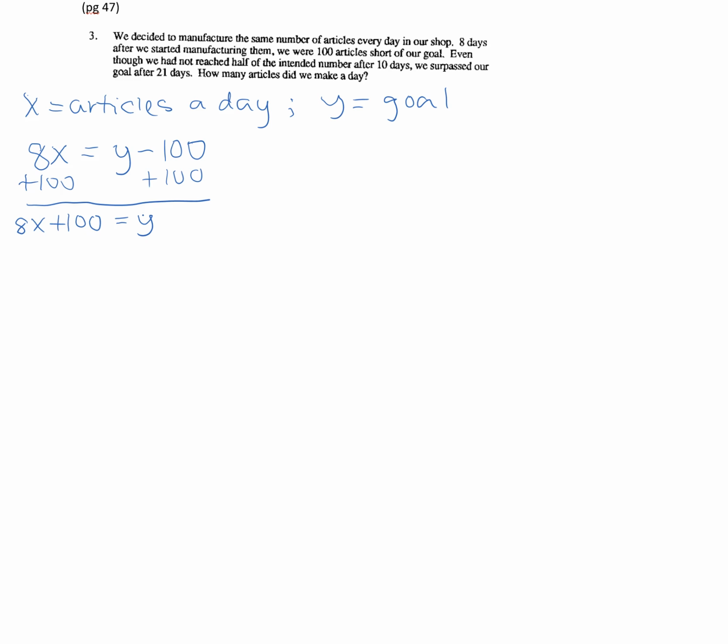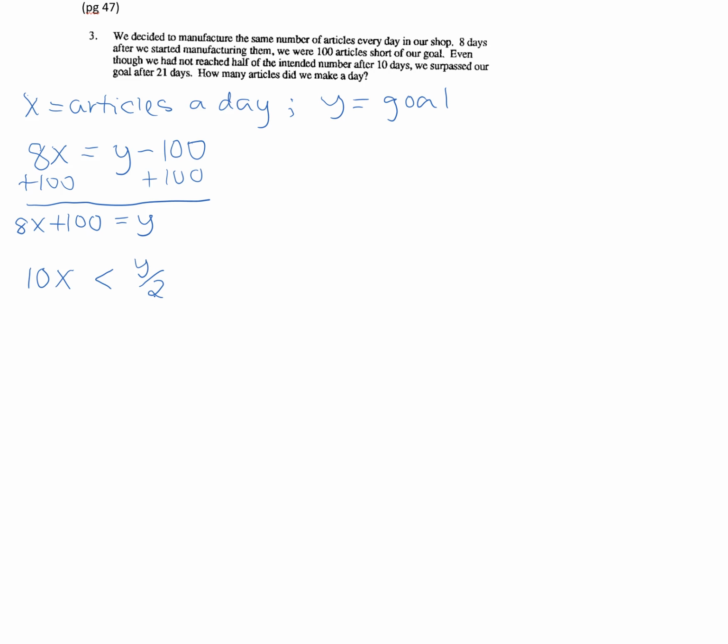The question says that even though we had not reached half of the intended number after 10 days, so after 10 days, we're not even at half of our goal. So this is saying that at 10 days of writing X articles per day, so 10X, we are less than our goal divided by 2. So that's what we're saying here. And what we want to do, actually we're going to come back to that later, sorry.